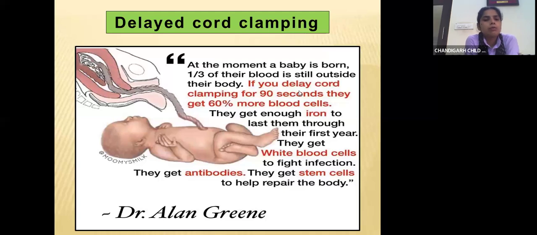And the third one is the most important benefit. It gives stem cells to the baby. Stem cells help our body recover organs which are near to damage or damaged. So it is a major benefit of delayed cord clamping. Whenever we encourage other gynecologists and everyone regarding these benefits, it is possible and it gives a lot of benefits to the newborn.